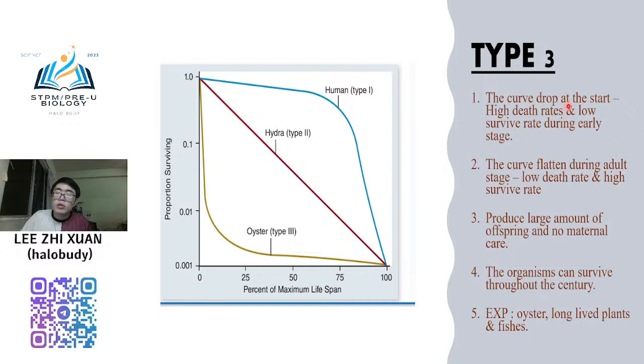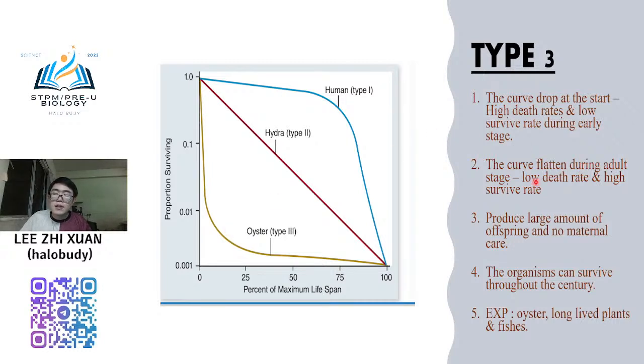The curve will drop at the start, high death rate and low survival rate during the early stage. Memang sangat kurang. During the early stage, the survival rate is very low. You see here the curve drops, right? There is a sudden drop. Because this one is a high death rate, this one is a low survival rate.